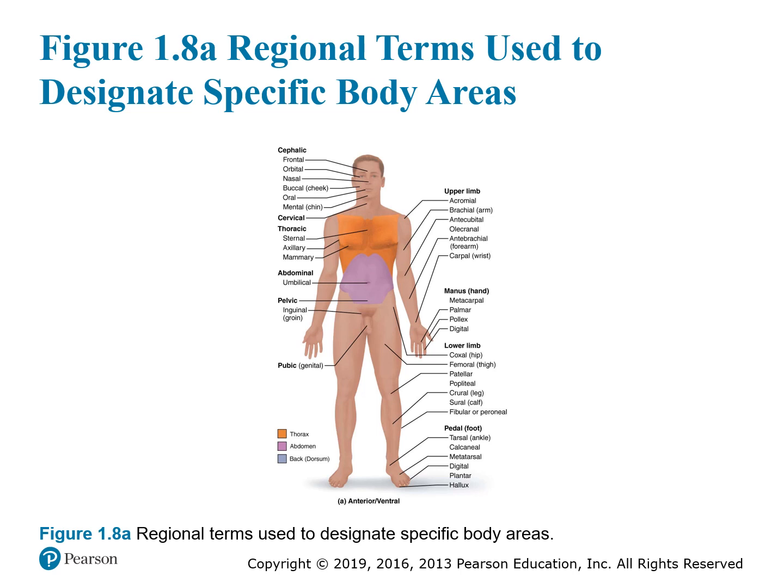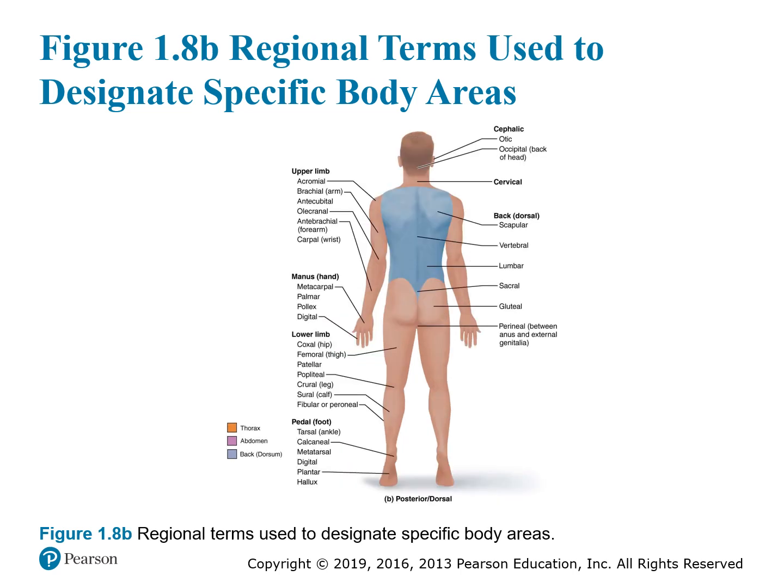So you've got cephalic towards the head, cervical towards the neck, thoracic, abdominal, pelvic, pubic, upper limb, then manus, lower limb, and just continuing on with these terms. And of course, there will be a posterior view of that as well.